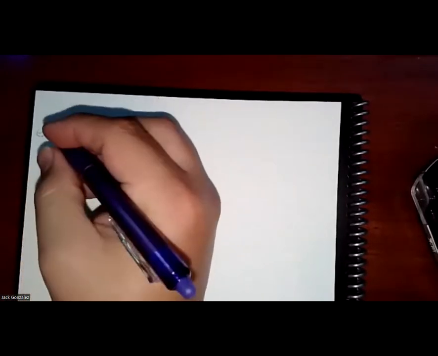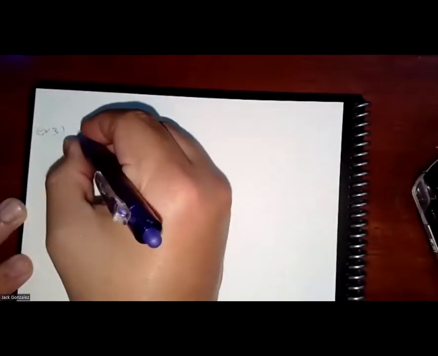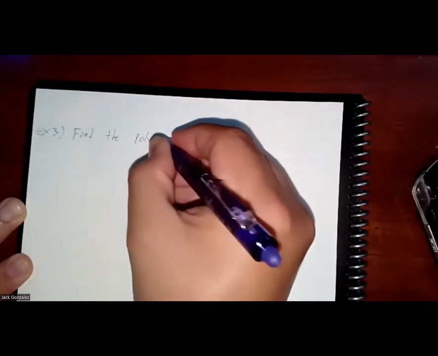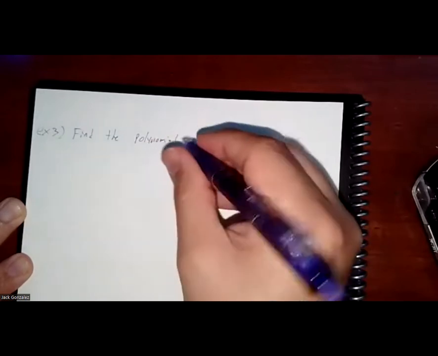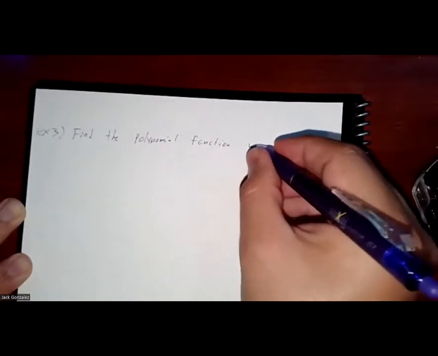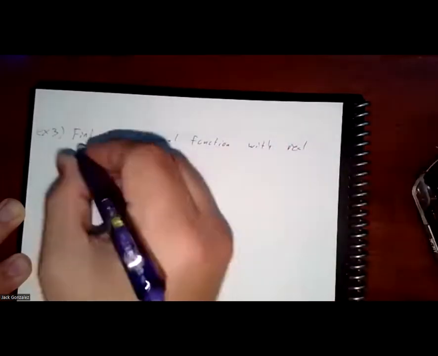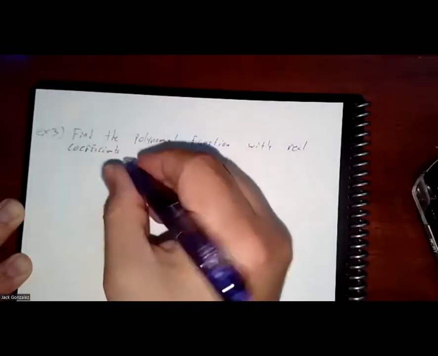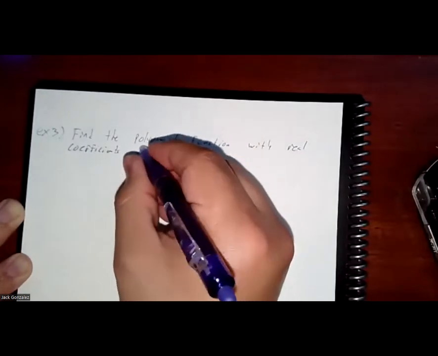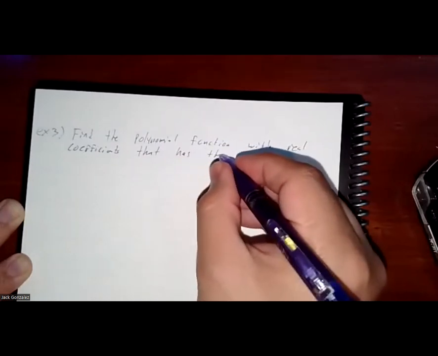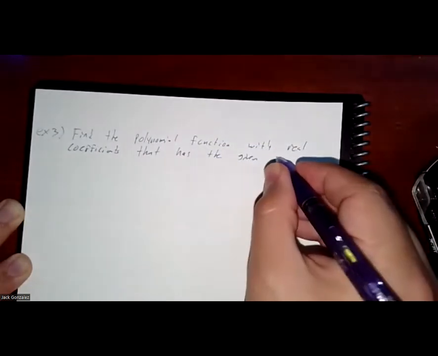Example 3. Is it 3 or 2? 2, 3, 4. Yeah. Find the polynomial function with real coefficients that has the given zeros.